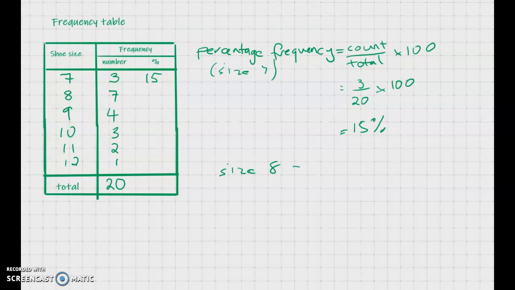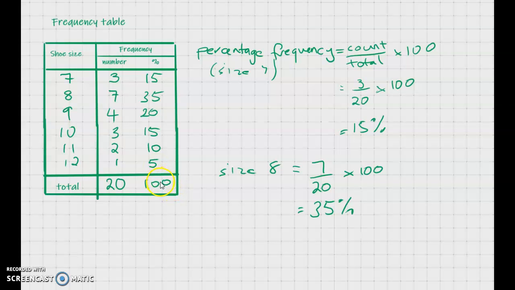Okay, we'll do that again for size 8. So it's the count, which was 7, divided by 20 times 100, and that'll give you 35%. Okay, so you just write it in your table over there. Let's just quickly finish out the rest. So 20%, that'll be 15% again, 10% and 5%. Now we can check that we've done it correctly by making sure these add up to 100, because we should have 100% if we've counted everything. So 15 plus 35 is 50, 70, 85, 95, 100. We're good.